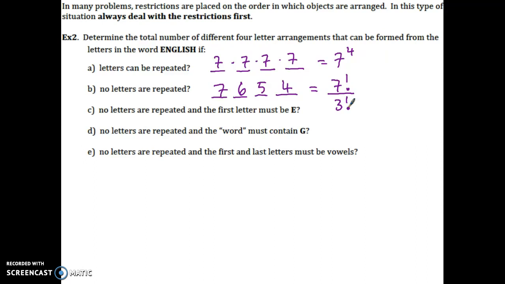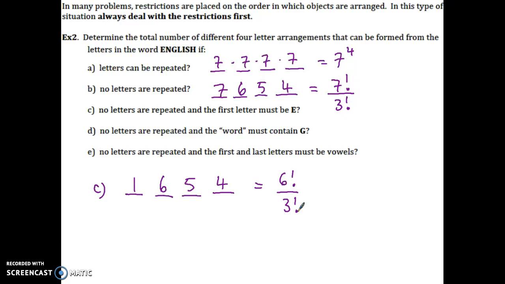For part C, if no letters are repeated and the first letter must be an E, then the first letter must be an E. It means that we've only got 1 option there. If no letters are to be repeated, we've got 6 options here, 5 options here, and 4 options here. We can write that as 6 factorial divided by 3 factorial. No letters are to be repeated and the word must contain G.